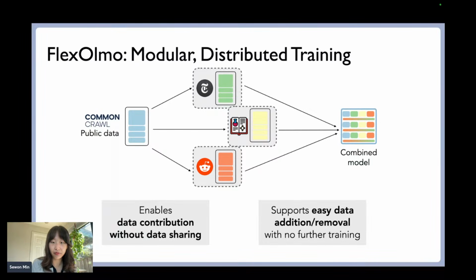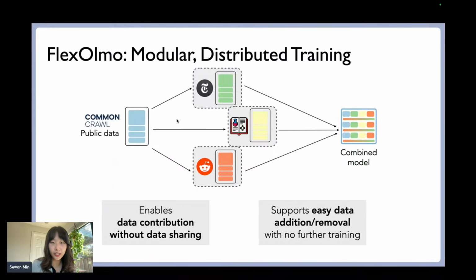For instance, if one of the data owners, say New York Times, wants to opt out from this combined model, what we need to do is just to remove the expert or model parameters contributed by New York Times, and the rest of the model is guaranteed to not make use of New York Times data. And this is very useful because data opt-out can happen very frequently. And previously, there was no way to do this in a guaranteed manner.